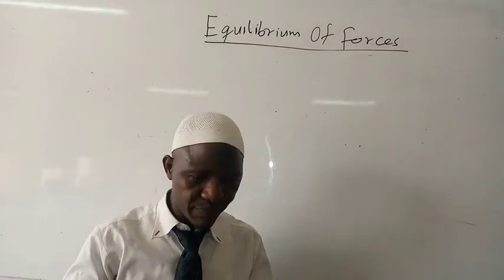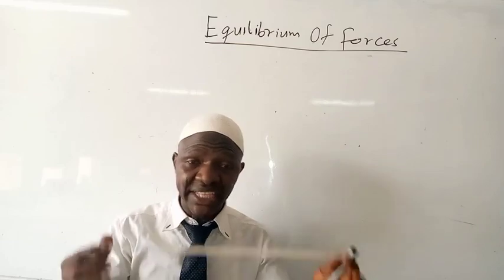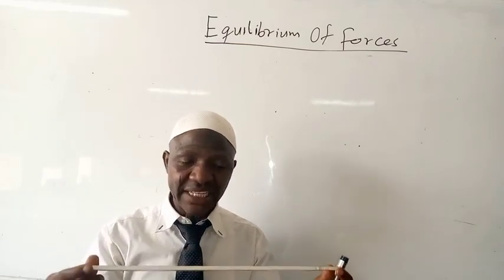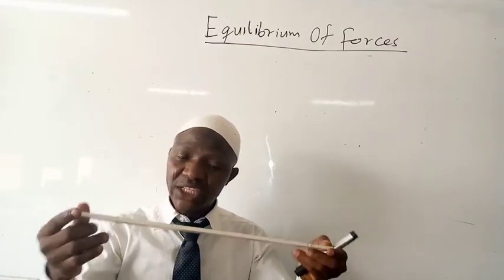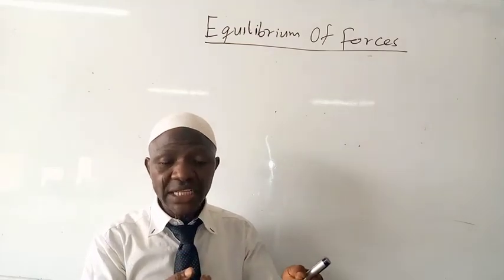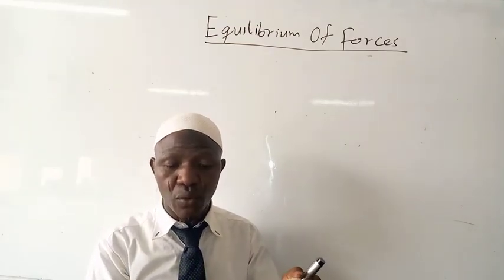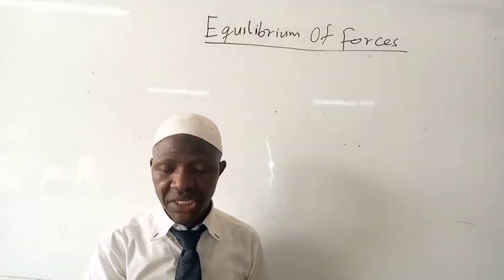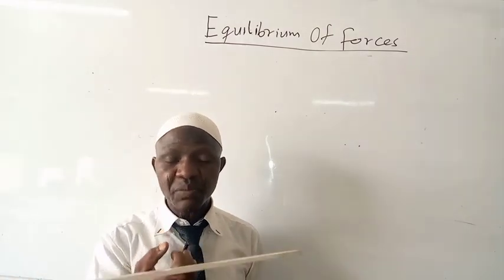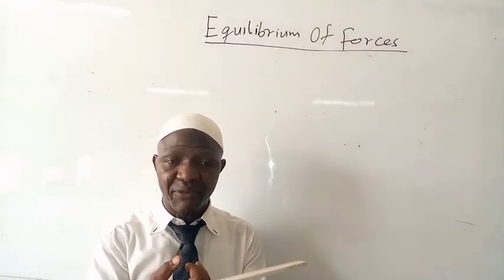Then how do we identify it? If you have a uniform meter rule like this, and I want to identify its center of gravity, that is, at what point will I support this object so that it will be in a state of equilibrium. You can see. So this is the center of gravity.